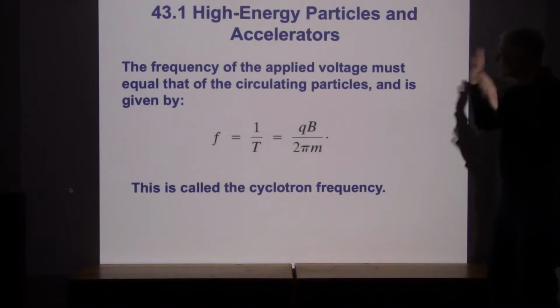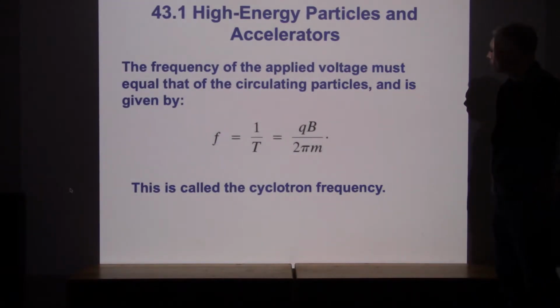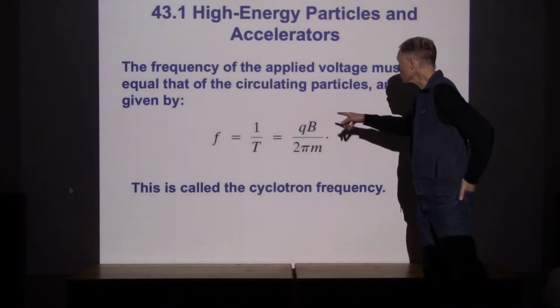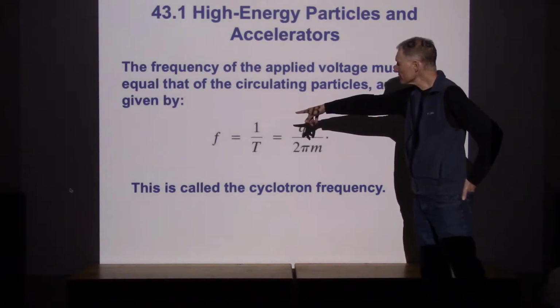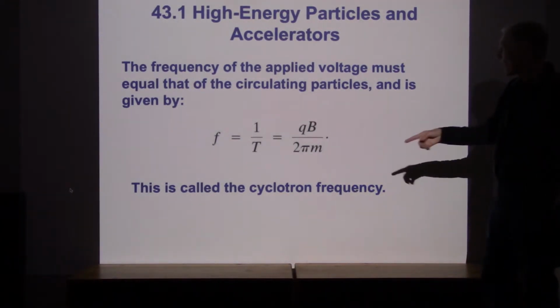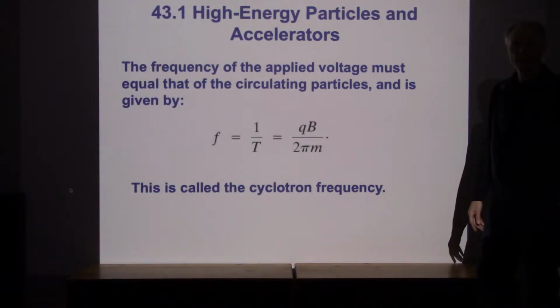This is something, I guess, that goes back to physics 4B, looking in magnetic fields. So for a charged particle in a magnetic field, this tells us the frequency at which the particle would be circulating.